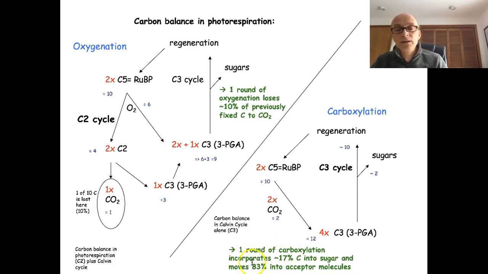So that's why I wrote here in green, 1 round of carboxylation incorporates 17% of the carbons into sugars, that's this, and moves 83% of the carbons into acceptor molecules. So that's this. 83% goes back here, 17% goes in here. Nothing is lost, there's only gain here, right? So here you have no gain, you have only loss. Here you have 17% of the carbons that are gained that are then moved into sugars. So that's our C2 pathway.